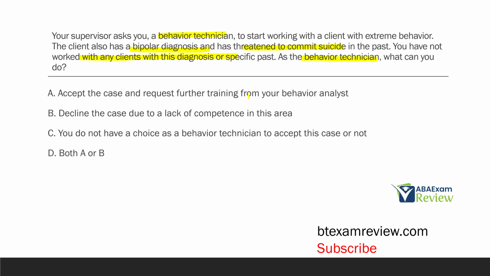Now, why might that be an issue? Well, being bipolar and being suicidal are two very different things than what apparently you, this behavior technician, are normally used to working with. And so, what can you do as a technician in this situation where maybe you don't feel comfortable with this particular client, or maybe you do?